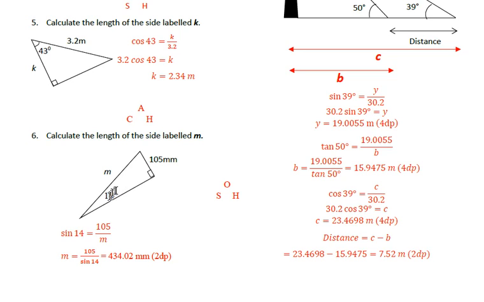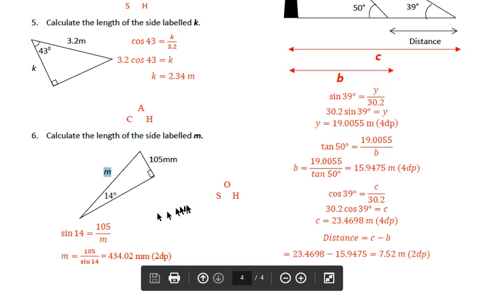Okay, and this other one that is called the opposite is in fact opposite the given angle, the 14 degrees. So we have O here, 105, and our longest side, hypotenuse, which is m. Alright, so we have O and H. O there, O here, and H here, our longest side. The only thing out of SOHCAHTOA that has O and H in it is SOH.